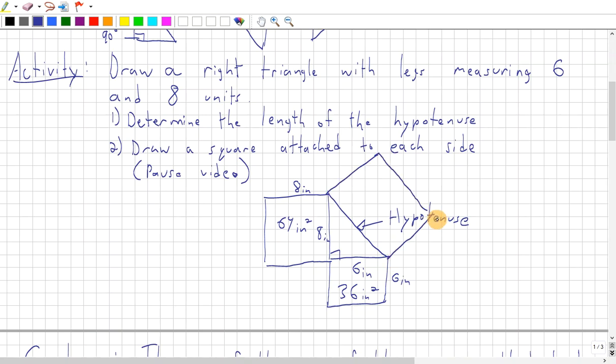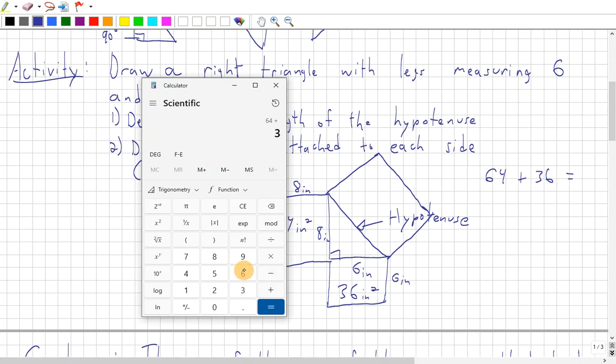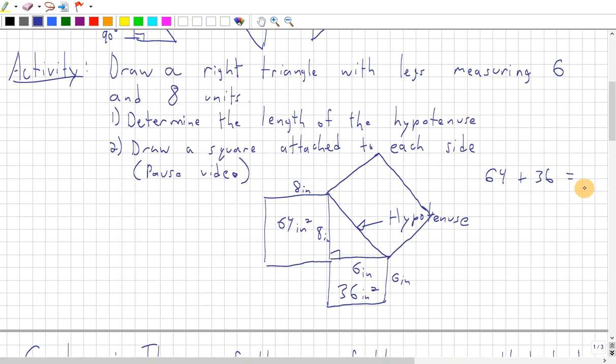this is going to look like a rectangle, but we're going to build the square. What I do is I add these two areas together. So I have 64 plus 36. I add those two values together. 64 plus 36 is equal to 100. And that will be the area of this square built off the hypotenuse. Again, that will be in inches squared.